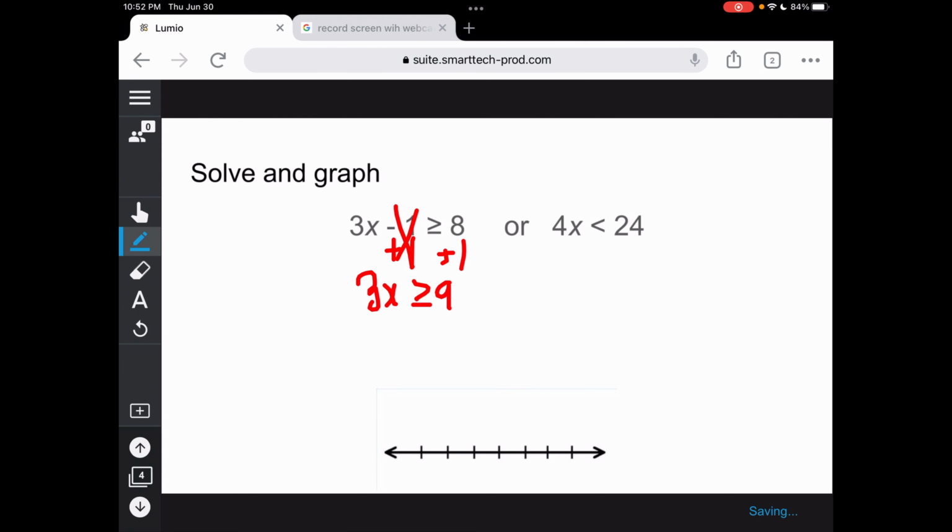Is x all by itself? No. What's in the way? 3. So let's divide everything by 3. Cross out. X is greater than or equal to 3. I did it!